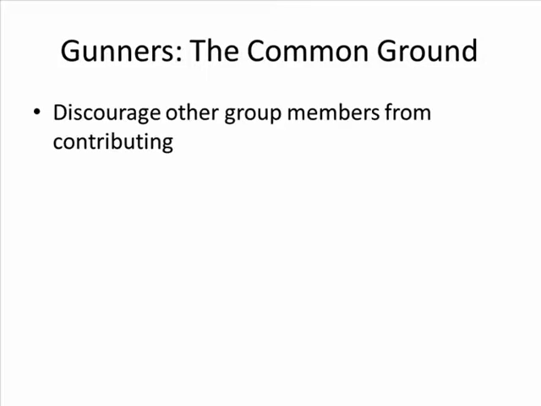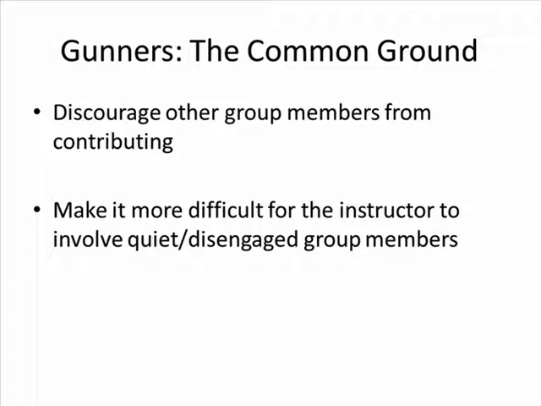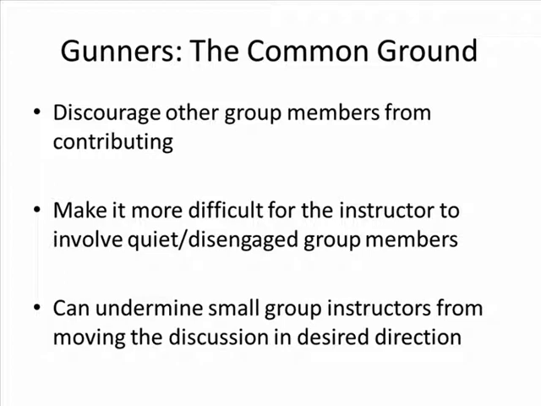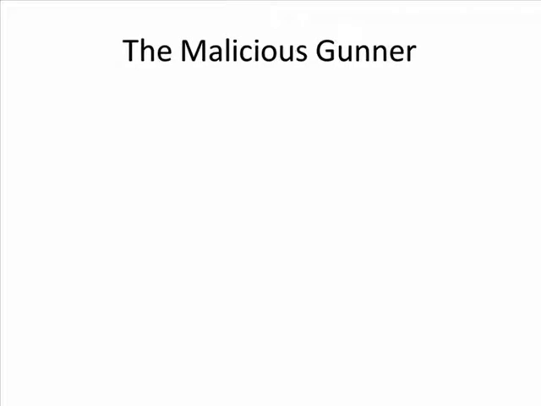All right, so what's the common ground? All of these types of gunners discourage other group members from contributing. They all make it more difficult to engage the texter and the wallflower. And they can really undermine you as the facilitator from moving things in the direction that you want to move in.